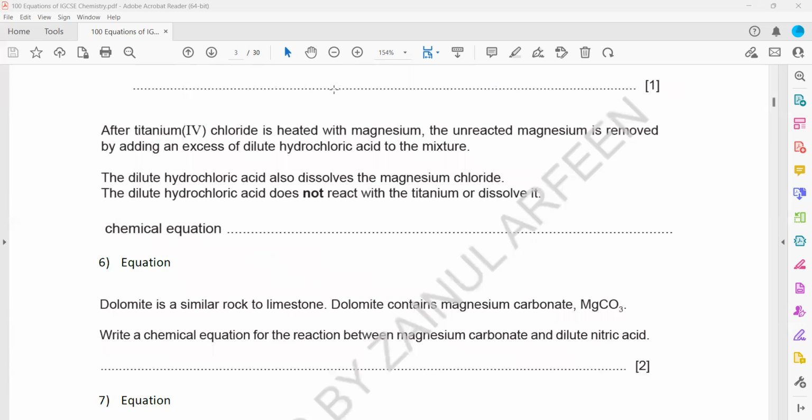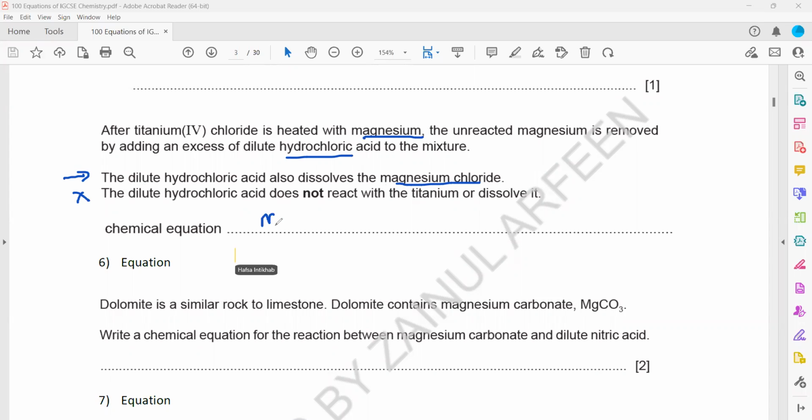After titanium 4 chloride is heated with magnesium, unreacted magnesium is removed by adding an excess of hydrochloric acid. The hydrochloric acid also dissolves magnesium chloride. Dilute hydrochloric acid does not react with titanium or dissolve it. So basically this is a chemical reaction, and this is not a chemical reaction. We have to write an equation for the formation of magnesium chloride when magnesium is reacting with hydrochloric acid.